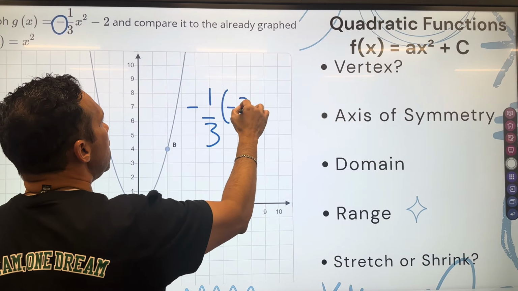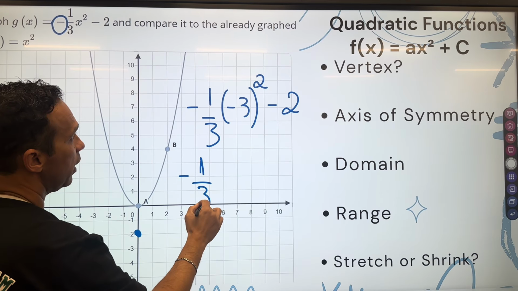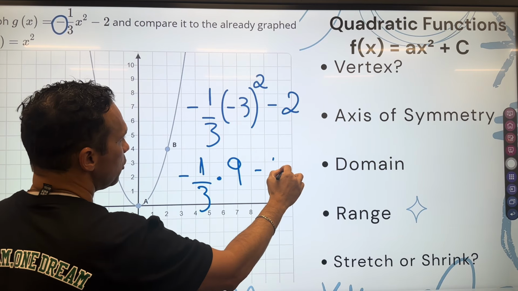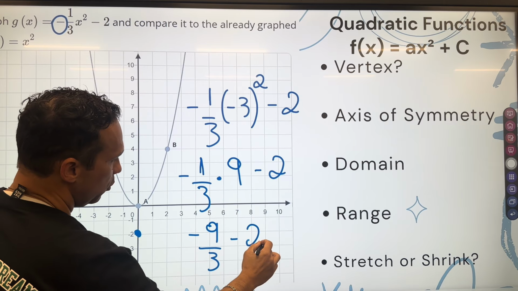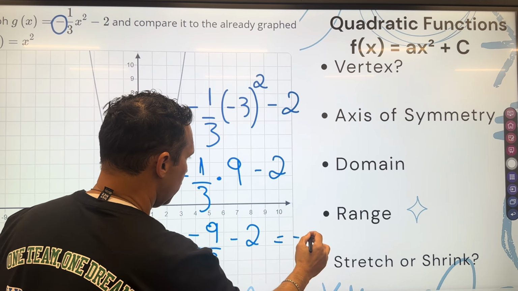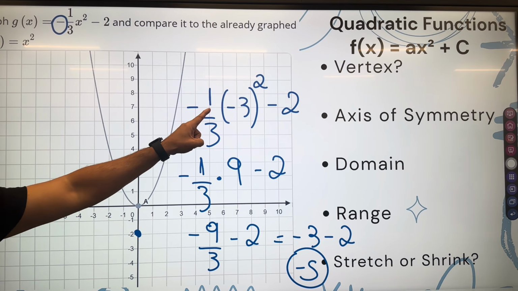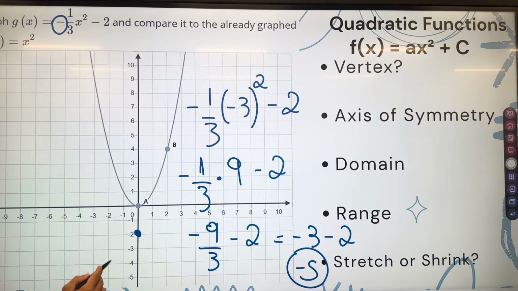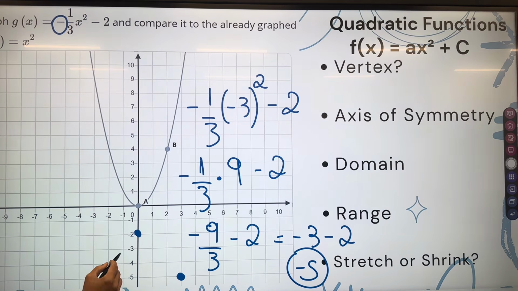Let me plug in x equals negative 3 in this case. Minus 2. If we solve this, we get 9 times negative 1/3, minus 2. We get negative 3 minus 2, which is negative 5. So when x was negative 3, we got negative 5. What happens on one side will happen on the other side, so 3 also goes to negative 5. So this is the graph.